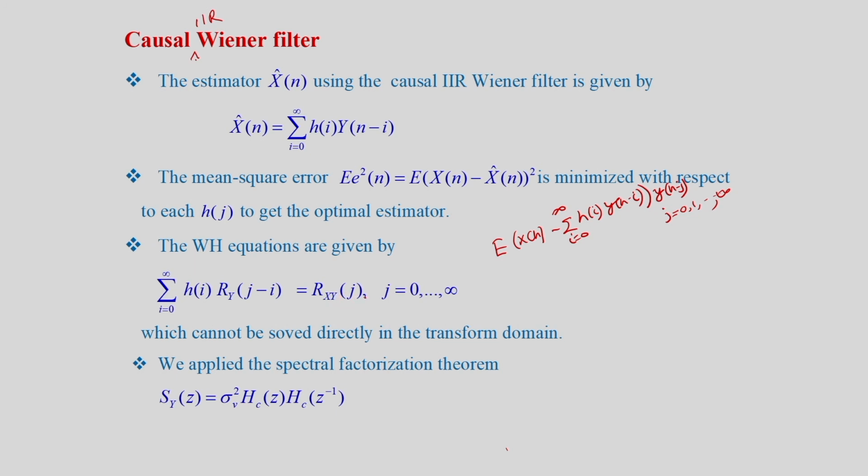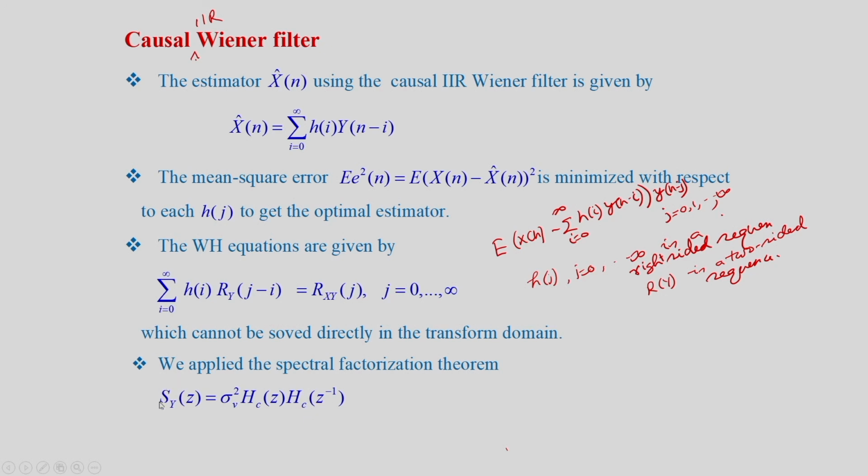Now, you note that here j equal to 0 to infinity is a right sided or causal sequence, but r_y is a two sided sequence. Therefore, direct convolution is not possible, and so this cannot be solved directly in the transform domain.